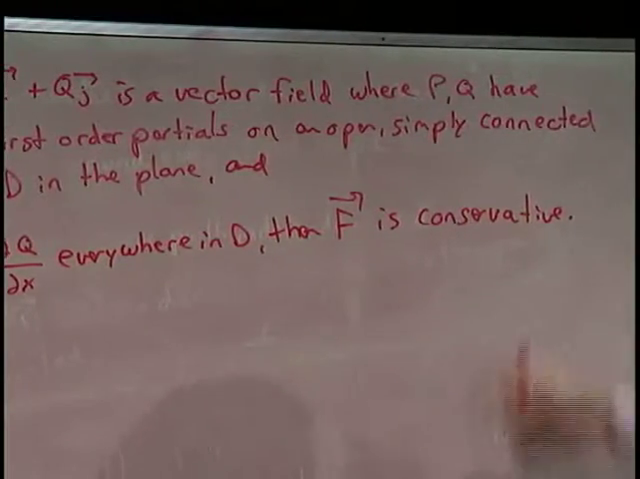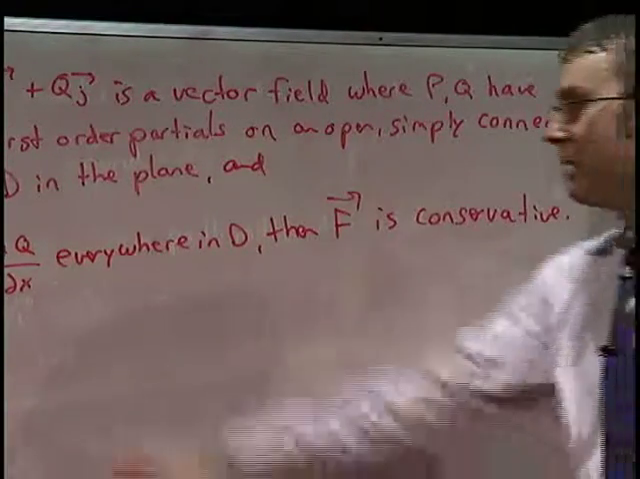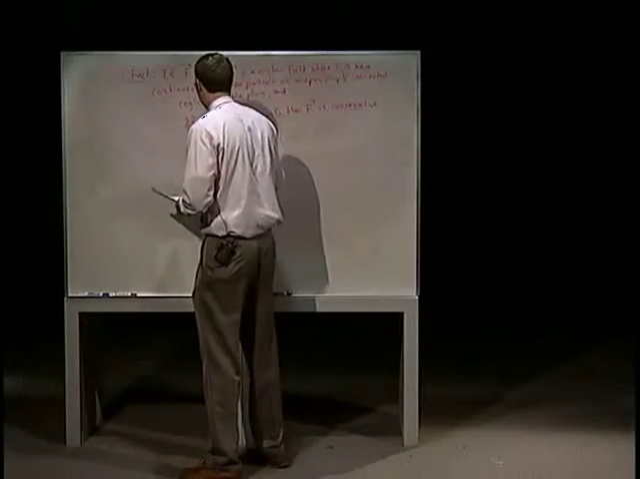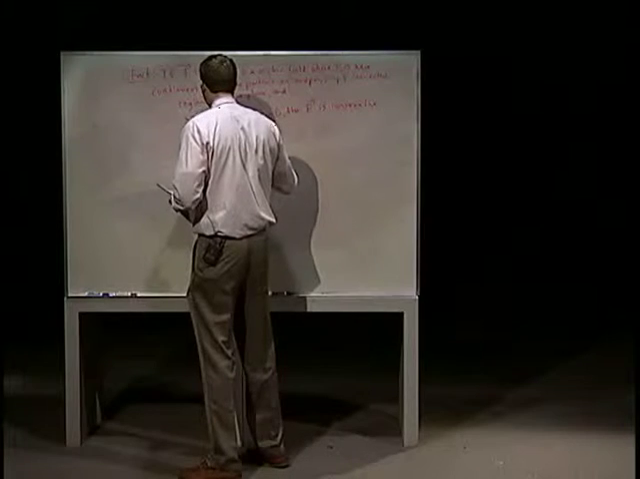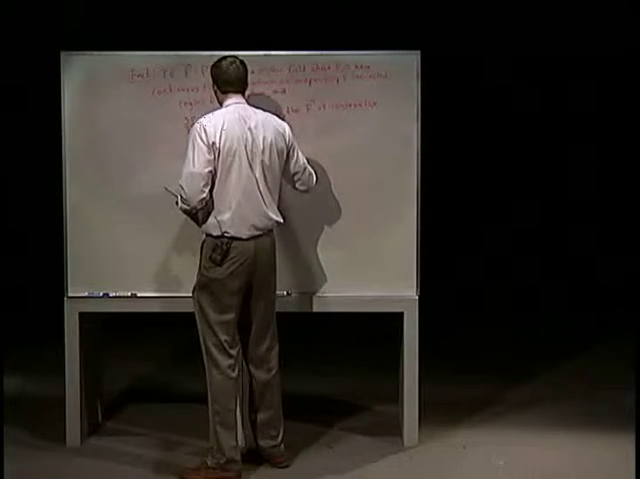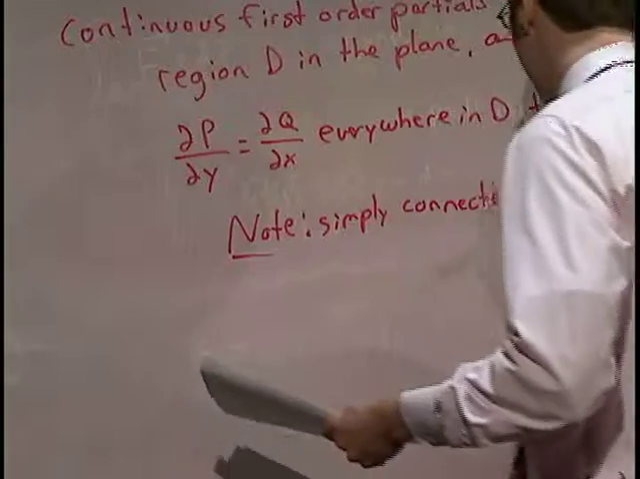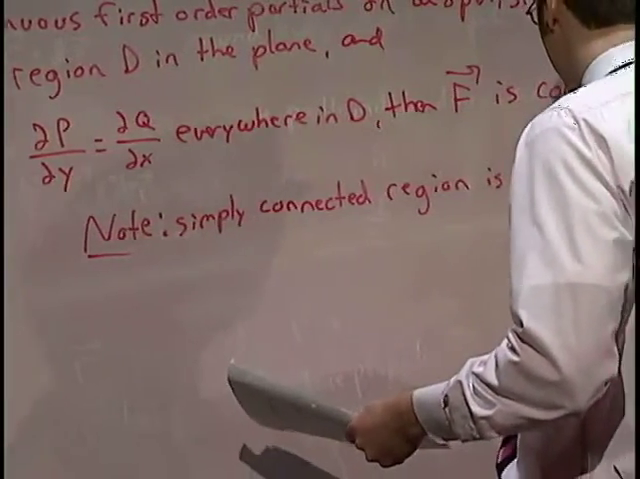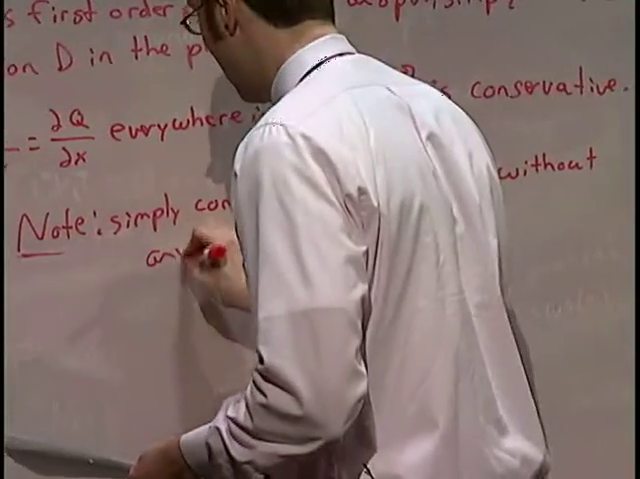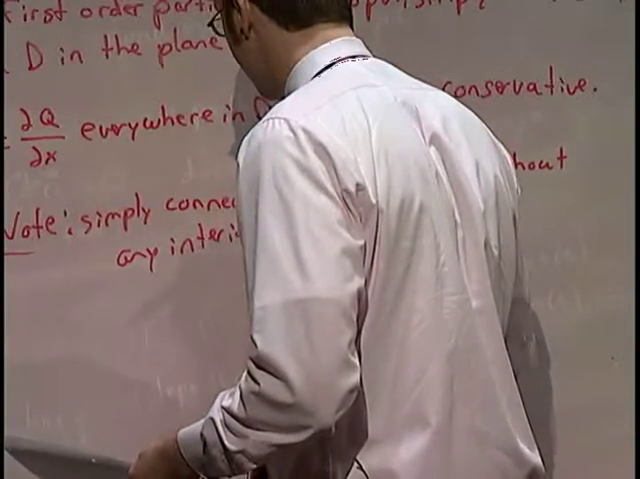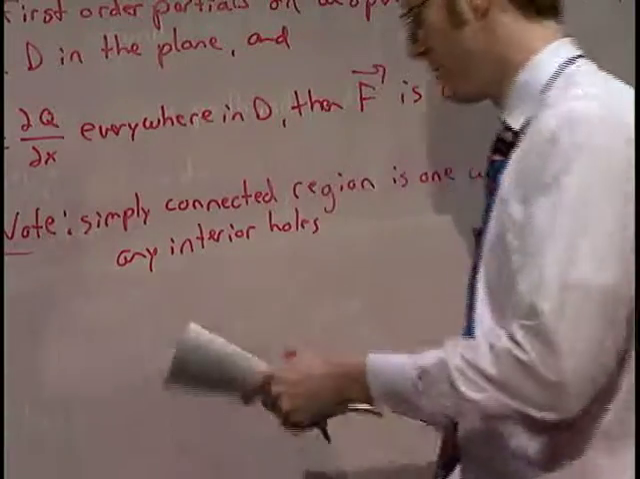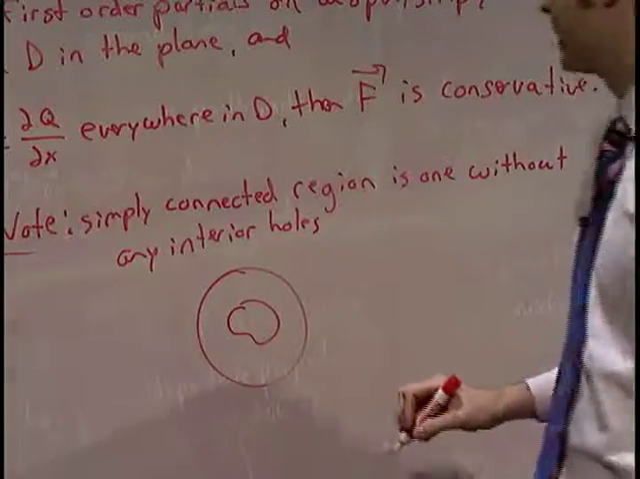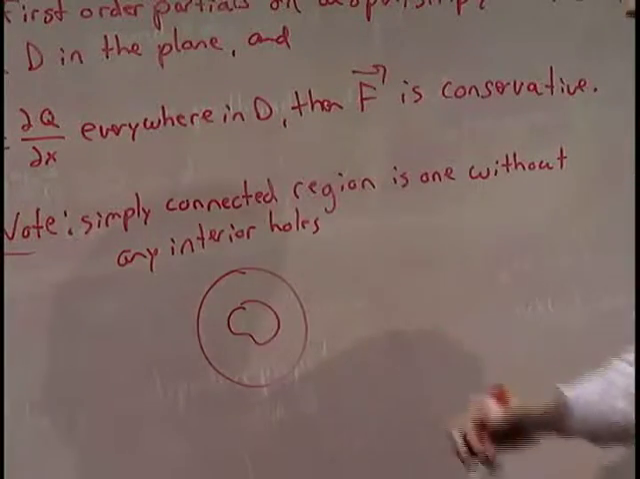So as long as you satisfy this other rigmarole up here and you get this to happen for every point in D, you're in good shape. And also, it's worth noting that simply connected is a stronger version of connected. A simply connected region is one without any interior holes, essentially. So, for example, there's a region with a hole in the middle of it. This is not simply connected.